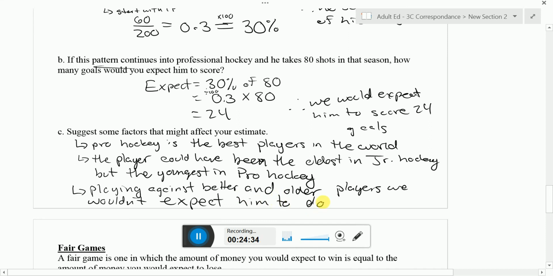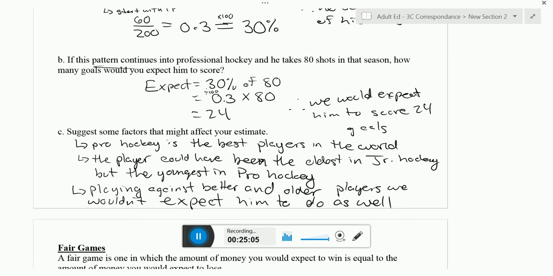So, based on what we know he's done in the past leagues, we would expect 24 goals, but we would understand if that was under 24 goals because he's playing against better players, he's playing against older players. Being a younger player, he may not play as much because those older players would likely play more. He probably wouldn't be the best player on his team, so he might not play as much. All of these factors are things that would affect our estimate.